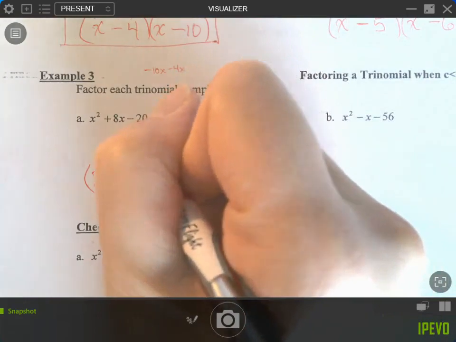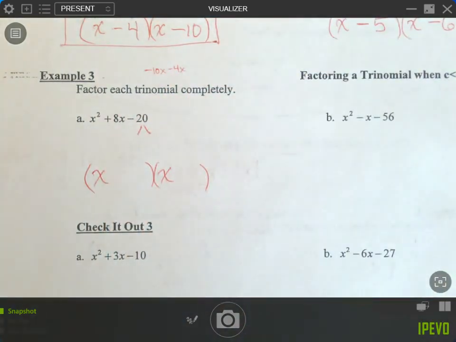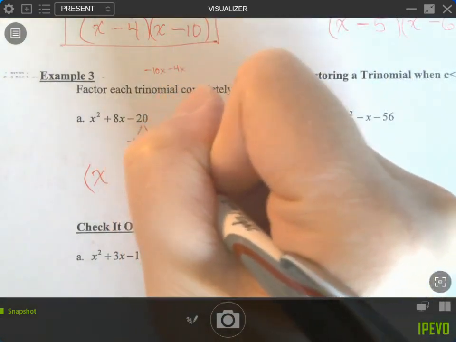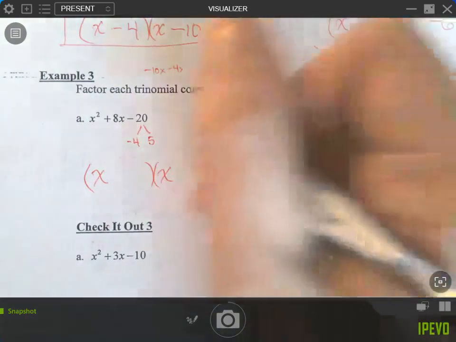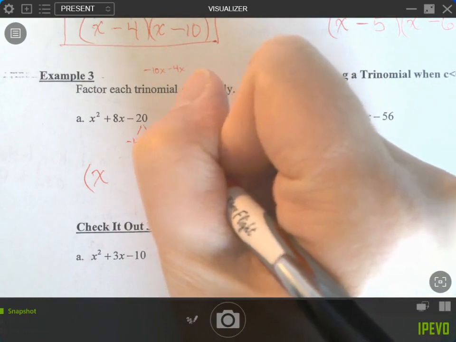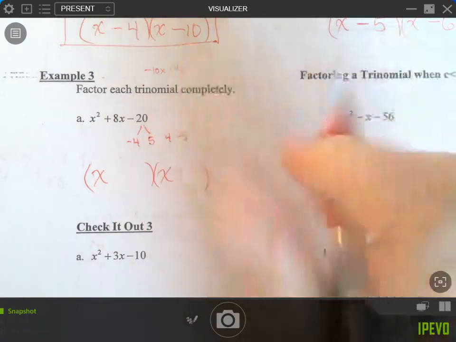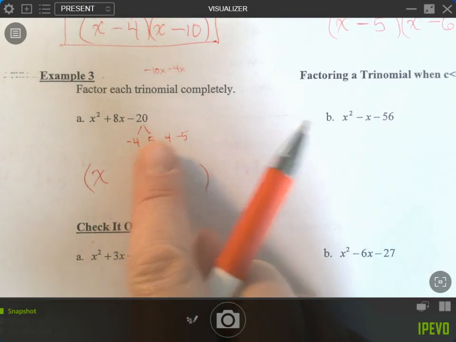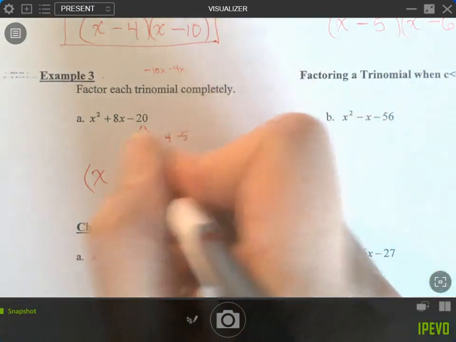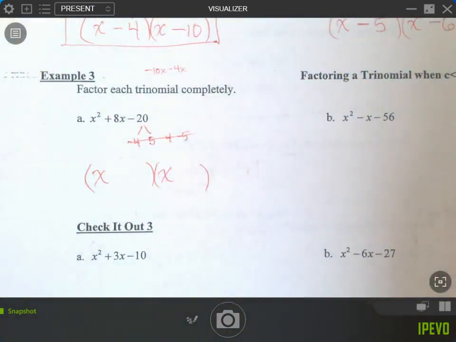And what are my factors of -20? If I need a negative number, what kind of signs do I need? One of each. One of each. So I was thinking of -4 and +5. Does that add up to 8? No, it adds up to 1. What if I flip it? What if I do 4 and -5? What's that add up to? -1. Do you see how it either adds up to 1 or -1? I don't want either of these. So what else gives me -20?